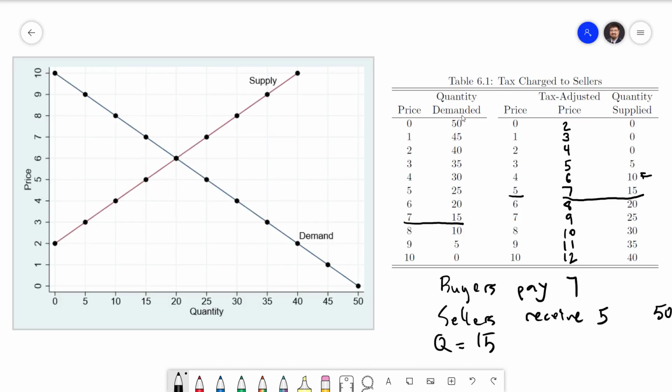We can also do this using the graph. Remember again that our sellers have to send that tax of 2 to the government, so they now require a price 2 higher than before to supply the same quantity. So we can take each point on our supply curve and move it up by 2 to get our tax-adjusted supply curve. I'm going to make this a dashed line just to denote that this is not really a supply curve, it's just the tax-adjusted one.